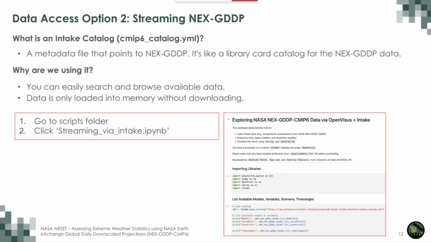So as long as you do the right query, you can easily see which data sets are available. From the Jupyter notebook, from the Binder Hub that you are in right now, to access this notebook, you have to go to the scripts folder. Inside the scripts folder, we have a file named streaming via intake. Double click that and you will be seeing the Jupyter notebook.